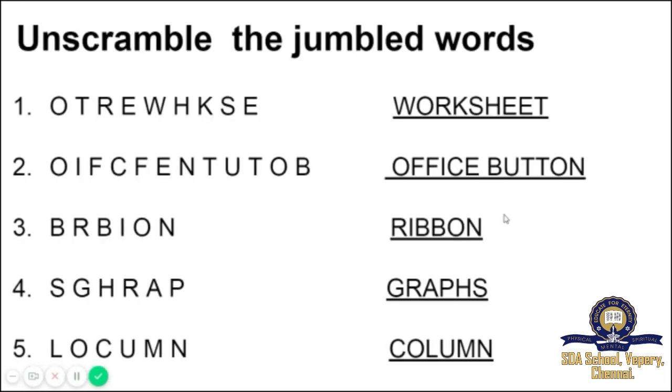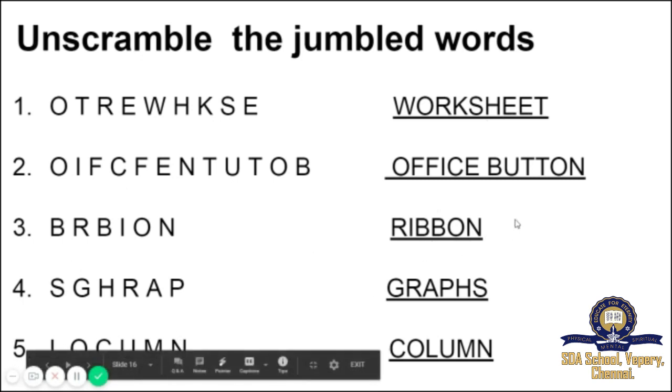Then unscramble the jumbled words. You can see there are some particular words, like dictation words. These words are jumbled, meaning not in order. It is scattered. You have to arrange it so that the word becomes meaningful. If you arrange the first one, you will get worksheet. Second one, office button. Third one, ribbon. Fourth one, graph. Fifth one, column. Try in different ways so that you get meaningful words.